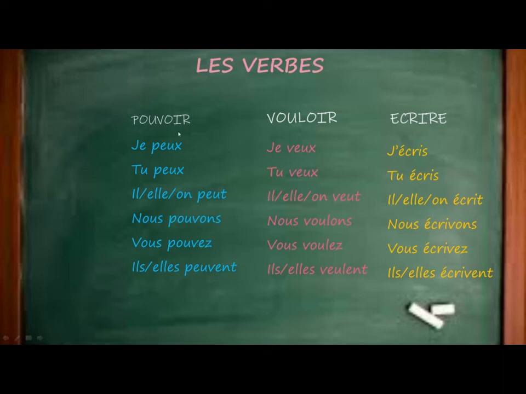Okay, the power. Okay, je peux, tu peux, il peut, elle peut, on peut, nous pouvons, vous pouvez, ils peuvent, elles peuvent. So je peux chanter, je peux danser, je peux travailler. Okay, je peux jouer. So mostly the verb pouvoir and vouloir will be followed by an infinitive of a verb. Okay, so je peux sortir.